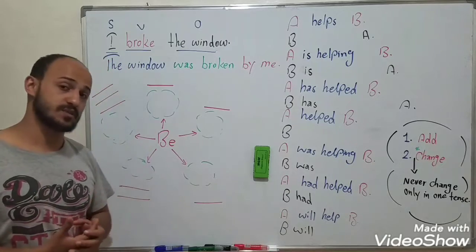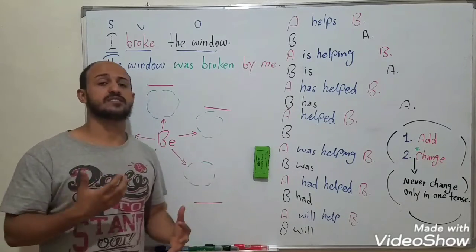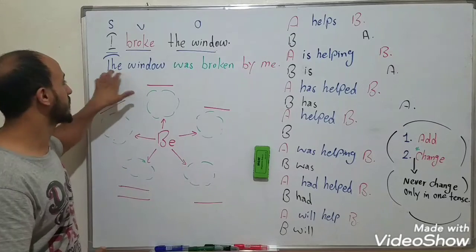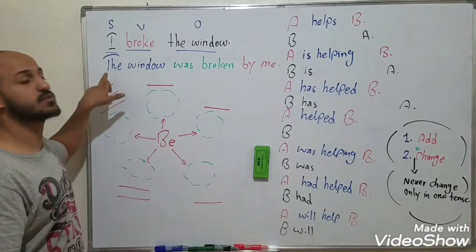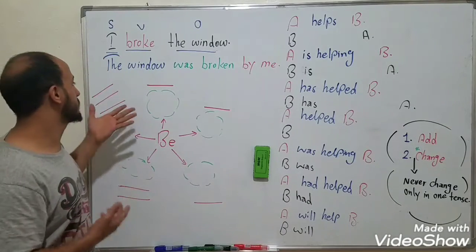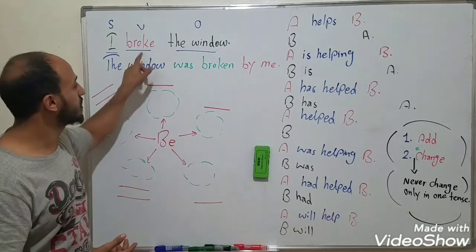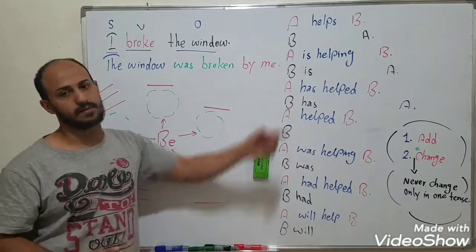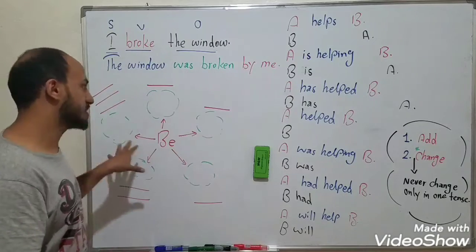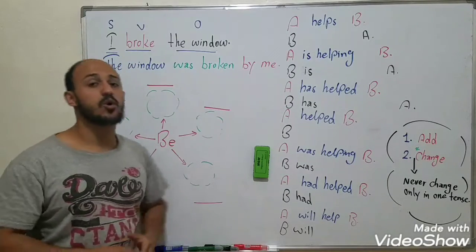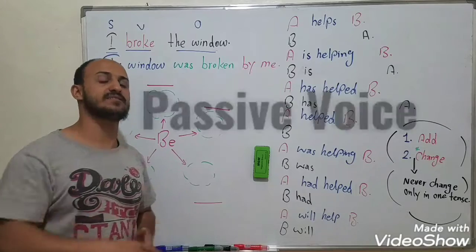So what I gotta do? In this case, I gotta change the sentence, I gotta flip the sentence. So what I have to do, I take window here and I say the window. Of course I start with a capital because this is the beginning of the sentence. So the window broke, here was broken by me. So how we change this, how we do it, we will learn today. Alright? This is called the passive voice.